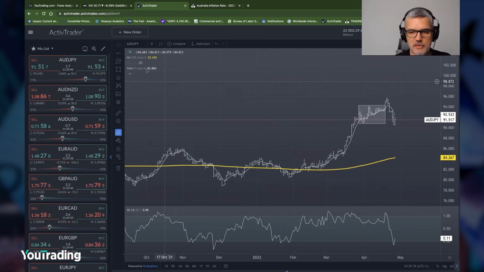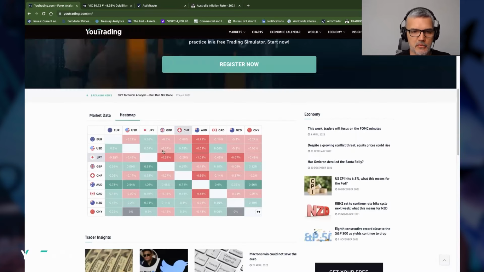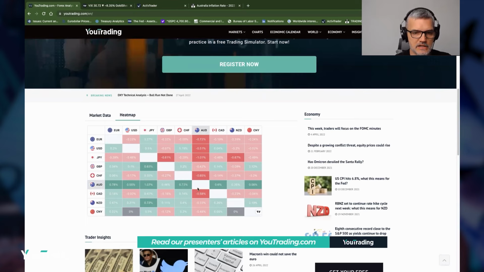So on a daily chart, we'll be looking through several pairs, starting with the Australian dollar versus the yen, because if we go to YouTrading.com/heat map, we can see that the Australian dollar is the strongest. You can see it's darkest green, and the Japanese yen is currently the weakest, red across the board.